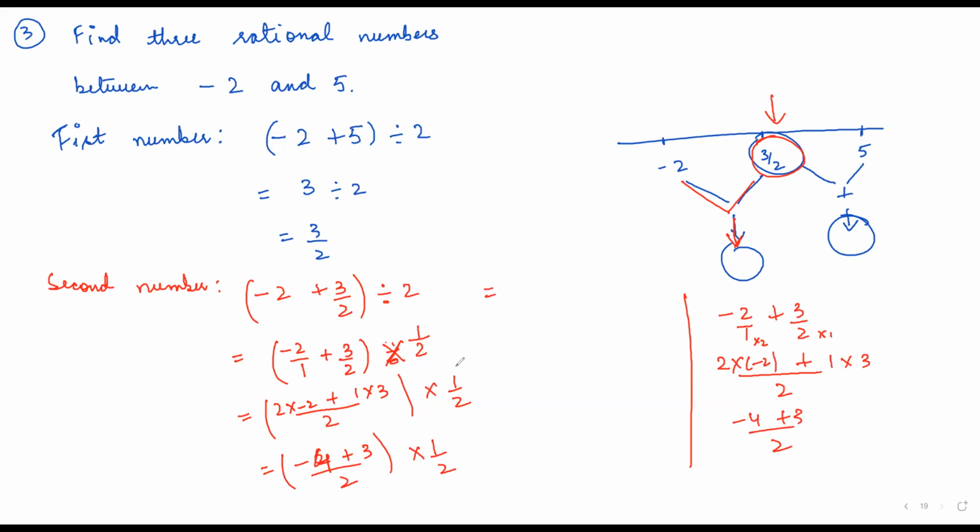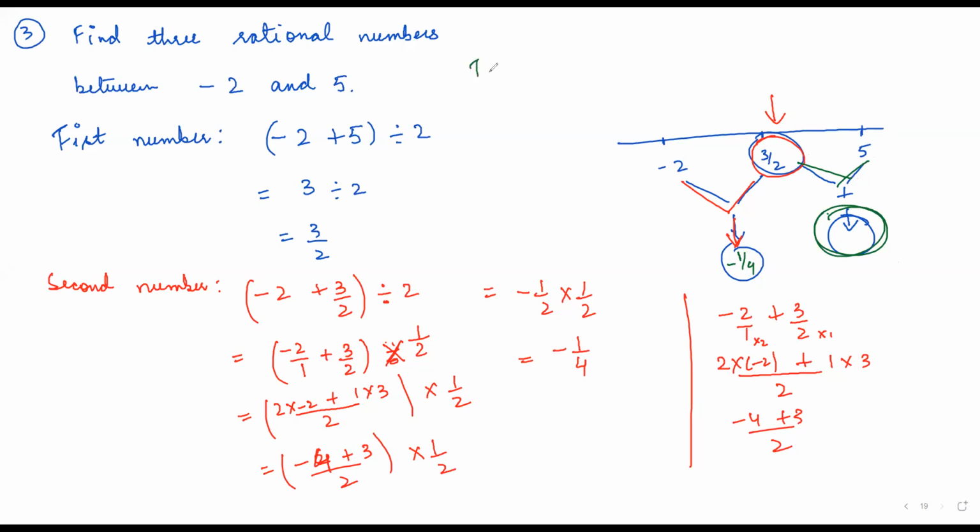So this will become minus of 1 by 2 into 1 by 2. So I'll get minus of 1 by 4. Fine, Adil? So on adding them, I have got a number, minus of 1 by 4. So ultimately it is lying between them. Now next time I'm going to add these two and I'll get a number between them.